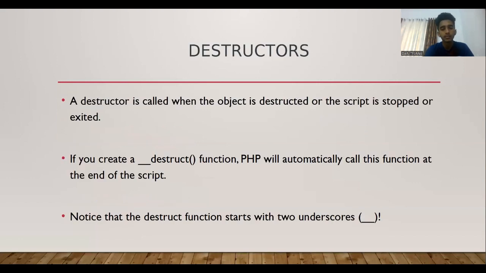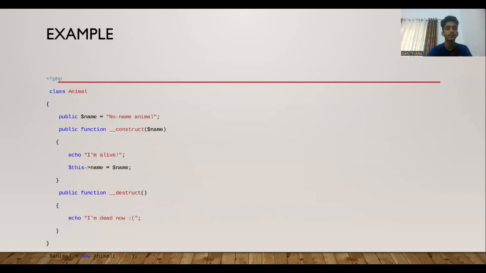Now let's see destructor. A destructor is called when the object is destructed or the script is stopped or exited. If you create a destruct function, PHP will automatically call this function at the end of the script. The destruct function also starts with two underscores. This is an example showing the usage of destructor.